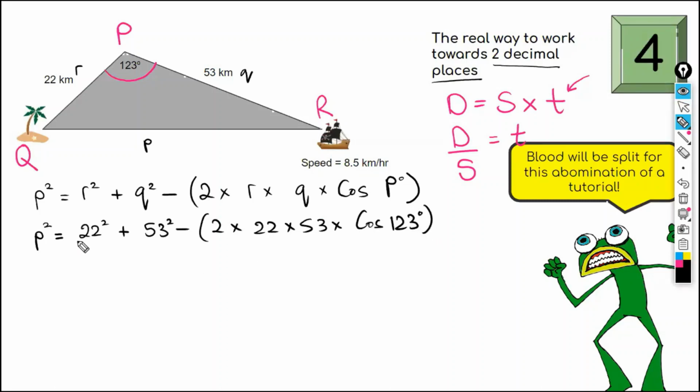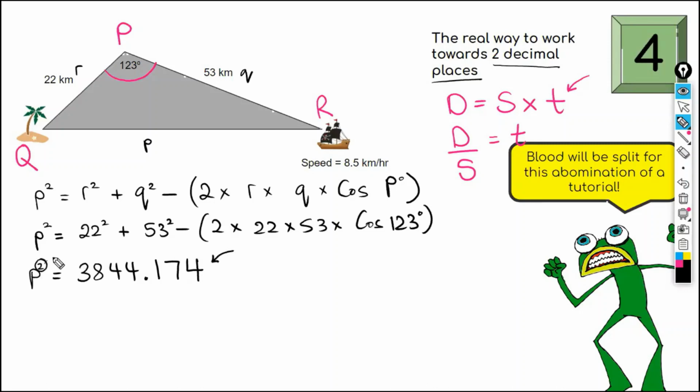So what I'm going to do, I'm going to work out this piece straight on my calculator. But when I'm writing down what I got, I'm going to go to 3 decimal places. So 22 squared plus 53 squared, minus 2 by 22 by 53 by cosine 123. I am getting this. You all can confirm this. 3844.174. You notice I went to 3 decimal places, even though it's 2 I'm working towards. But you see, I need to write this down for the examiner.